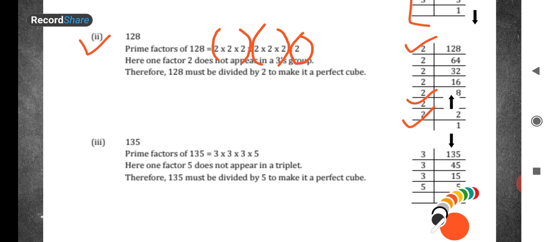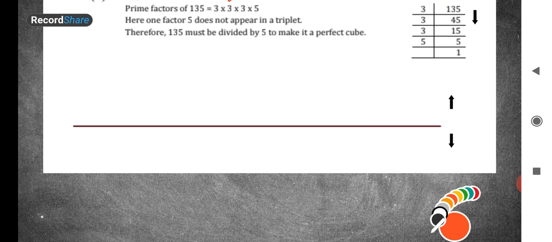So what do we have to divide? We have to divide by 2 to make it a perfect cube. So if you divide 128 by 2, then you will get some value, and that value will be a perfect cube. Okay, that value will be a perfect cube. So one more question I will solve here.